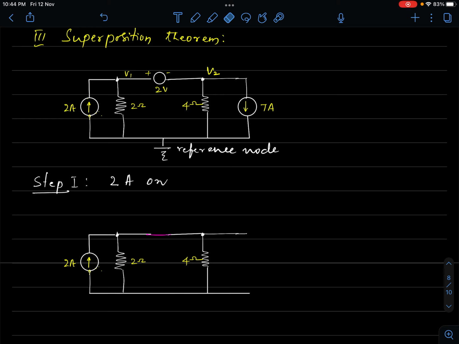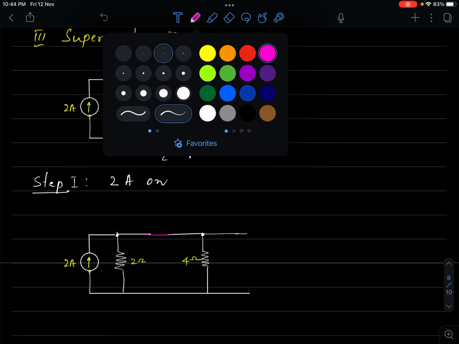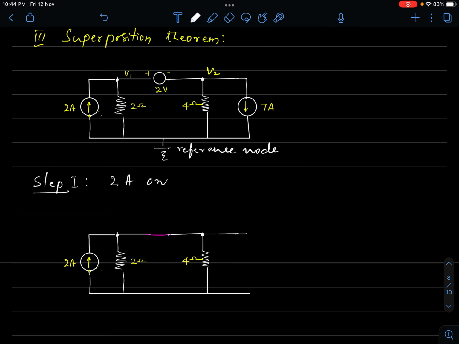Let's not bother too much about the nodal analysis, right? So this is how the circuit becomes. If you can see this circuit, it is simply this 2 ohm and this 4 ohm, they are in parallel to a 2 ampere current source. So there is going to be a current division between the 2 branches because they're coming in parallel with the 2 ampere source.